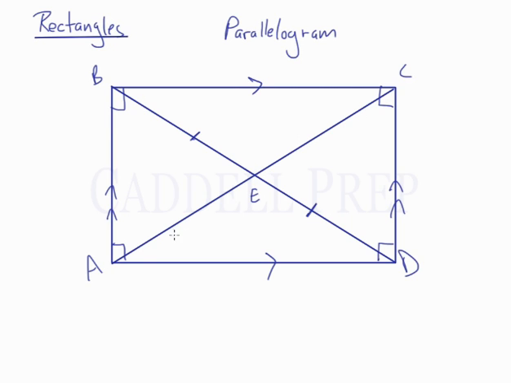But also, in a parallelogram, AE would be congruent to EC, but in a rectangle, not only are these congruent, but all four of these line segments are congruent. So BE is congruent to AE, congruent to DE, and that's congruent to CE. And that's because the diagonals are actually congruent. This whole diagonal AC is congruent to diagonal BD.